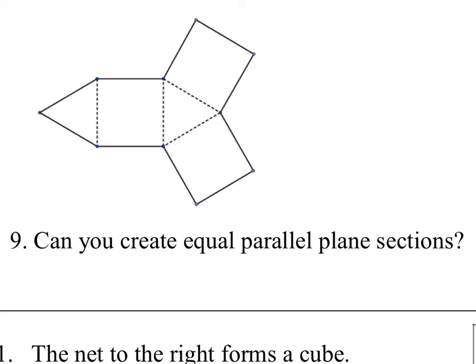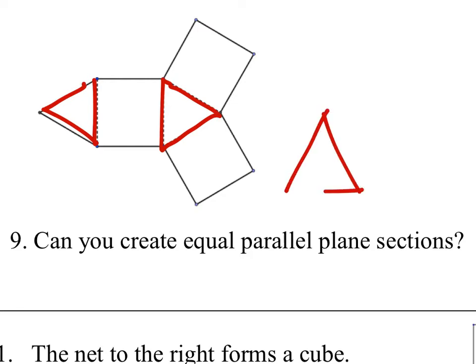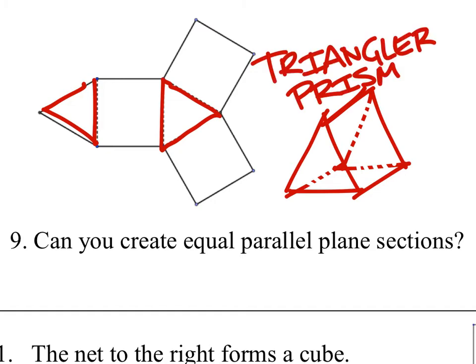Alright, can we create equal parallel plane sections for this? What shape is this going to give us? Triangular prism, the two triangles, right. Yeah, they're going to give us some triangles. And then it's going to come back like these, and then we would connect these vertices like these. Alright, so yes, this would be a triangular prism. And can you create equal parallel plane sections? Yes, the two triangles are parallel.